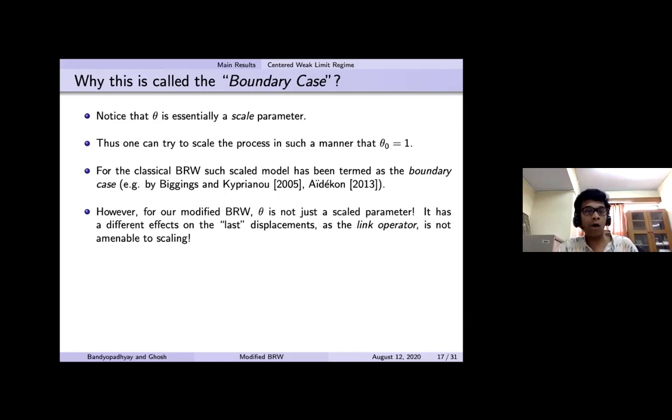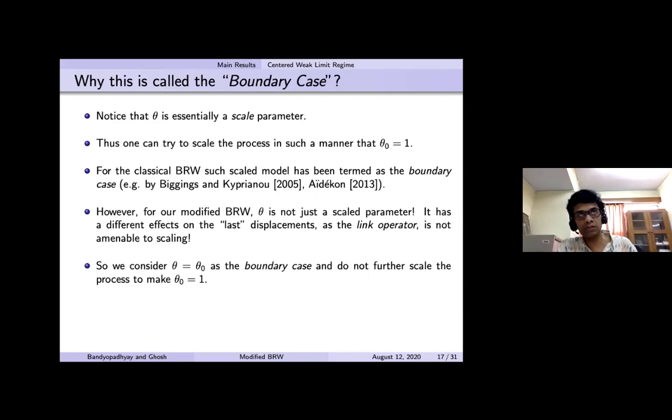However, for our model, theta is not just a scale parameter, because if you remember, our innovations are 1 by theta log of YV by EV. Now that's the logarithmic term which creates a problem. And we'll talk about certain operators very soon, and you'll see why it is not just a scaling parameter. So we are going to consider theta equal to theta naught as a boundary case. However, we are not going to rescale theta naught to be equal to 1.